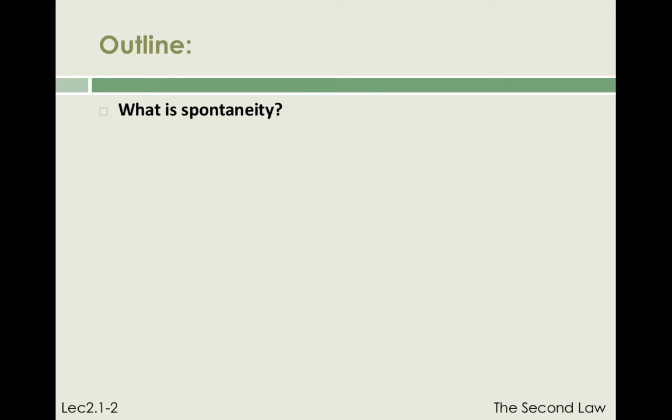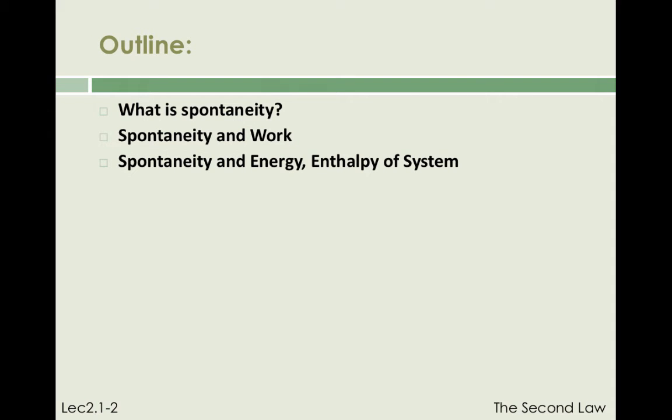In today's lecture, we will learn about the word spontaneity by looking at specific examples you are all familiar with. We will then define the word spontaneity by invoking whether or not work must be done on the system for the process to take place. We will then examine whether spontaneity can be explained by a specific change in the energy or the enthalpy of the system, or by a change in the level of order or disorder in the system.